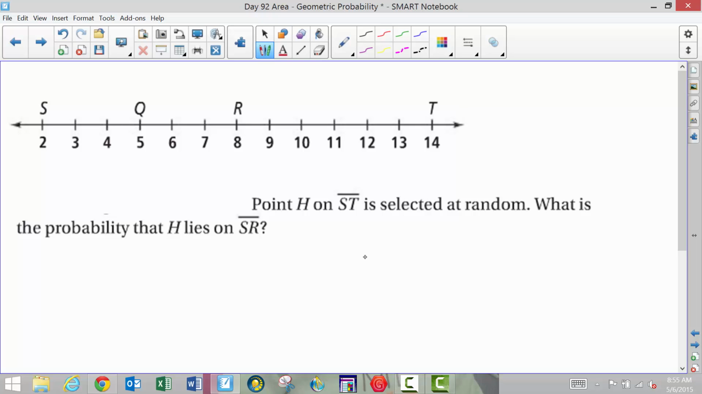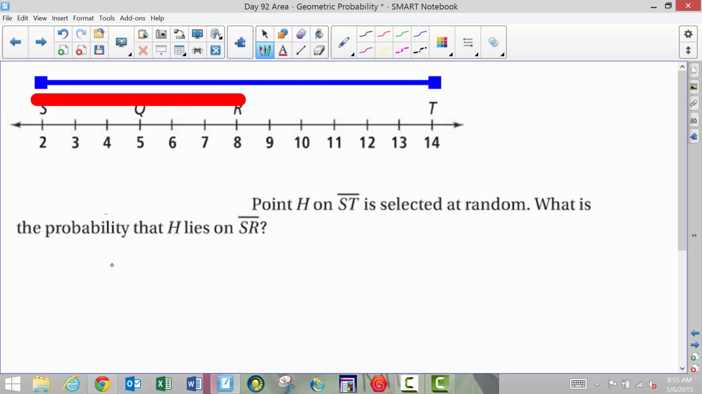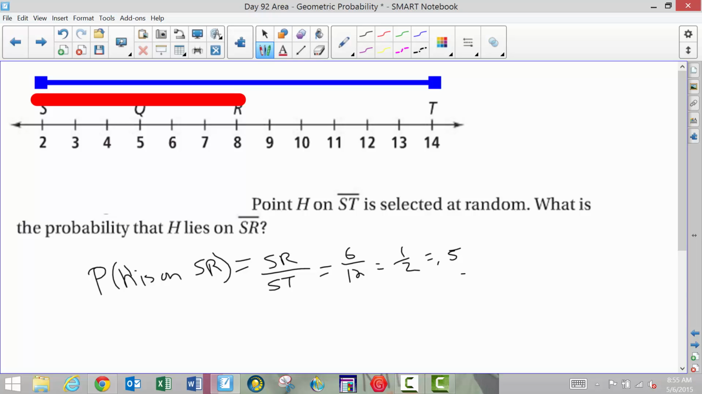Try another example. H is on ST, so S to T is this length. What's the chance that H is on SR? So what's the chance that we're going to be on S to R? So I want the probability that H is on SR. So therefore, it's the length of SR over the entire segment length, which is S to T. S to R is 8 minus 2, which is 6, over 12, which is a half, which is 0.5, which is 50% chance that you're going to land on SR when you have point H placed at random.